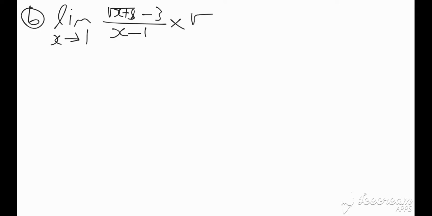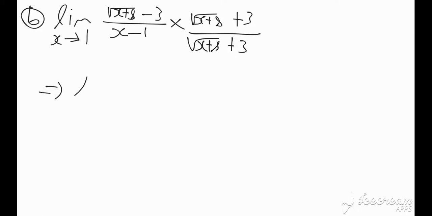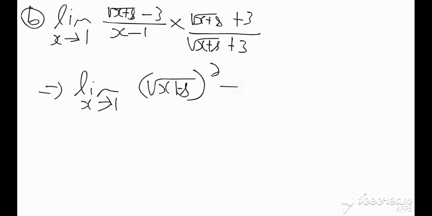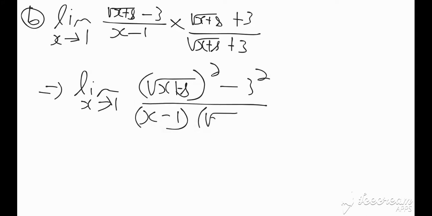So I'm going to have the root of x plus 8 plus 3 all over the root of x plus 8 plus 3. So this is broken down as a limit as x tends towards 1. My numerator, as you can see, is a difference of two squares. So I'm going to have the root of x plus 8 all squared minus 3 squared all over x minus 1 multiplied by the root of x plus 8 plus 3.